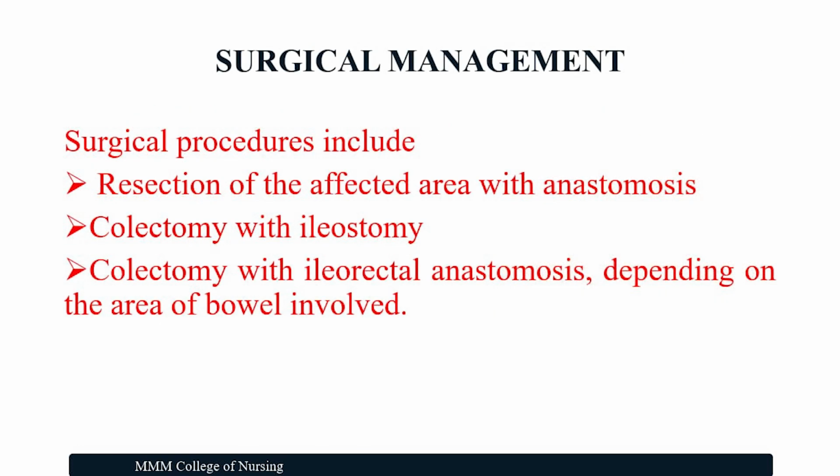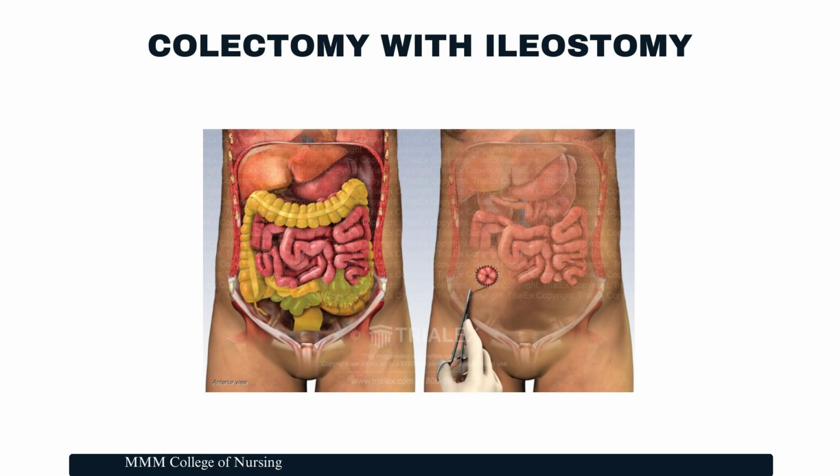Next, we'll move into the surgical management. So mainly these are the surgical procedures which are done for Crohn's disease. First one is a resection of the affected area with anastomosis. That is, we have to remove the affected area and connect with the leftover part. And next one is a colectomy with ileostomy, and colectomy with ileorectal anastomosis, depending on the area of bowel involved.